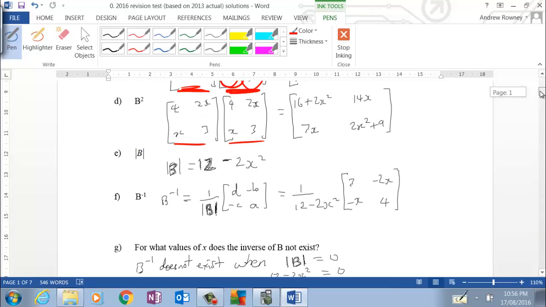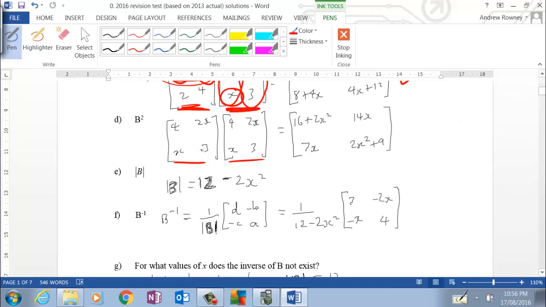The determinant of B is equal to the two diagonals multiplied minus the other two diagonals multiplied. So 12 minus 2x squared. In other words, AD take BC, where it's ABCD. So these two times minus these two times.